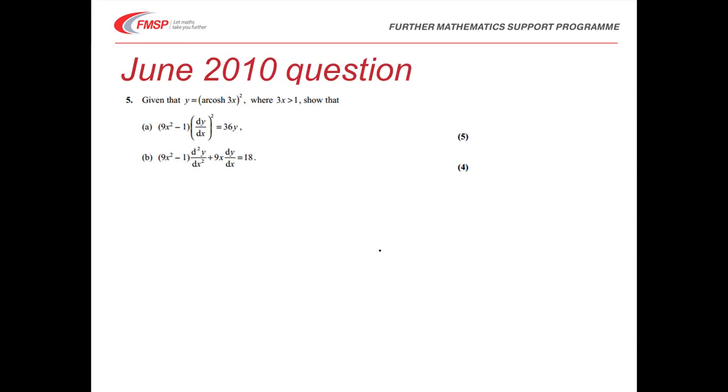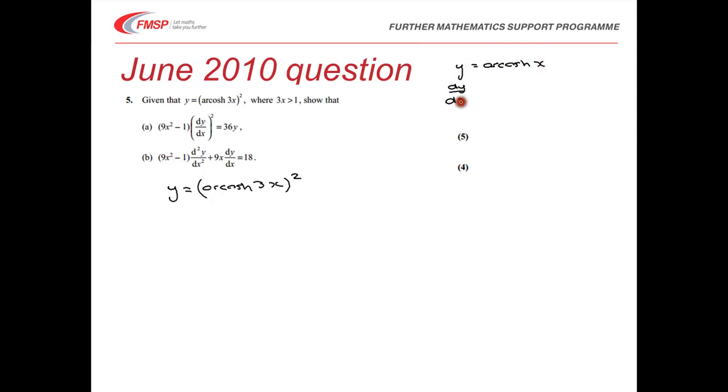Finally, we'll look at some differentiation here of inverse cosh. So what have we got? We've got y equals arccosh of 3x squared, and the first thing we have to do is show that this differential equation is holding for this function. So it's a relationship between y and dy by dx and x. I think in order to do that, it's probably worth reminding ourselves of how arccosh of x actually differentiates.